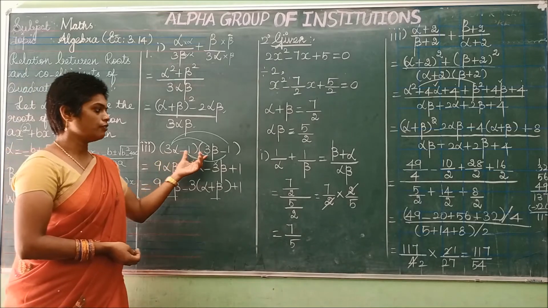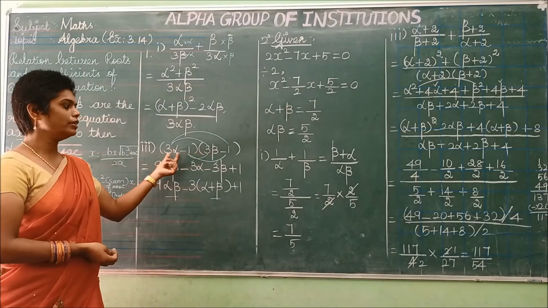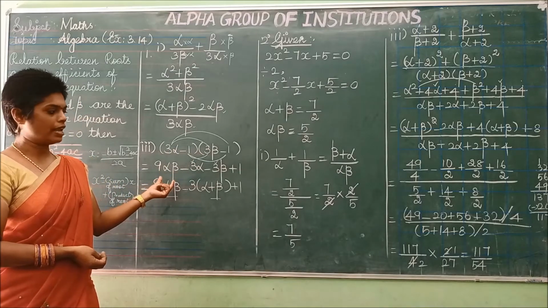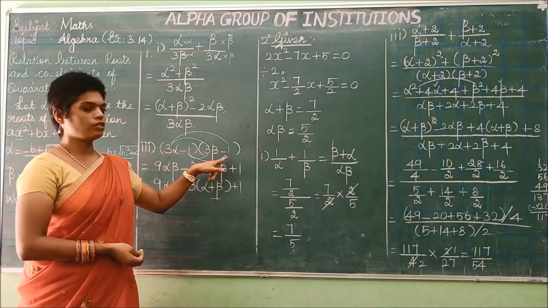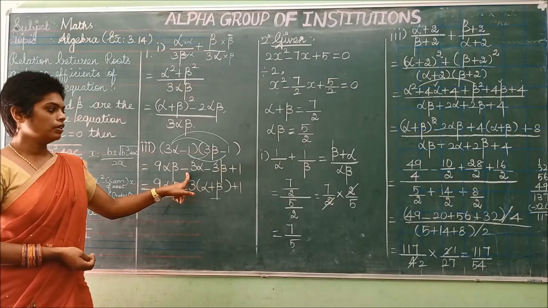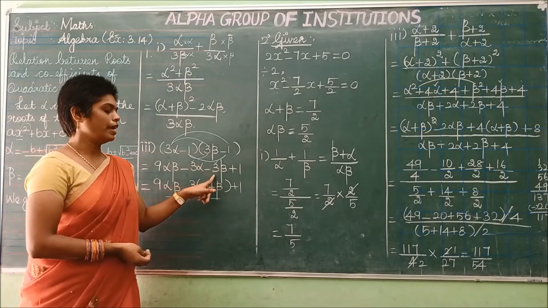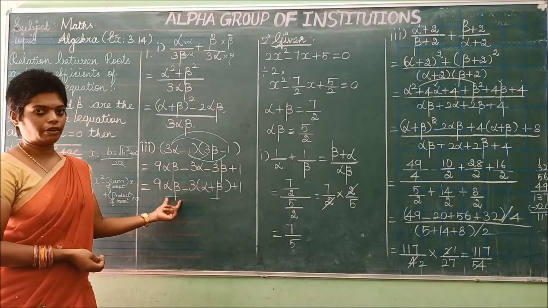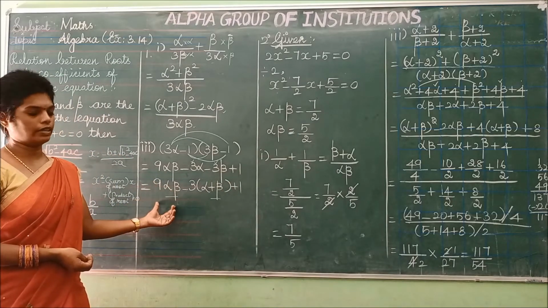So listen, first of all you have to solve. Multiply each and every term. Multiplying the first two terms you get 9 alpha beta. First term into second term you get minus 3 alpha, then minus 3 beta plus 1. So here it is in the form of alpha beta, so no changes will occur here.